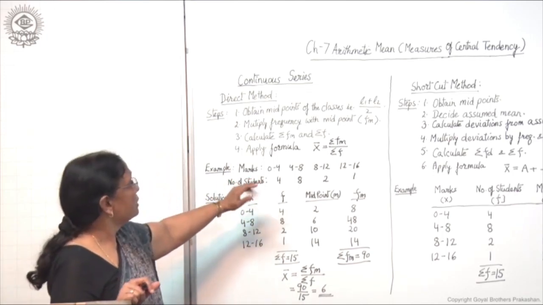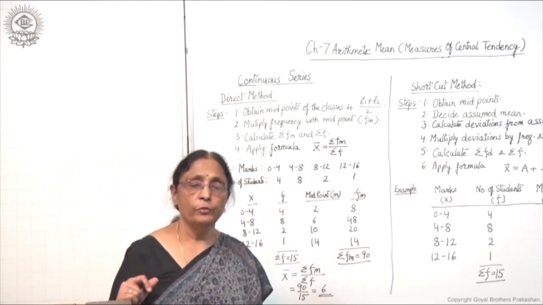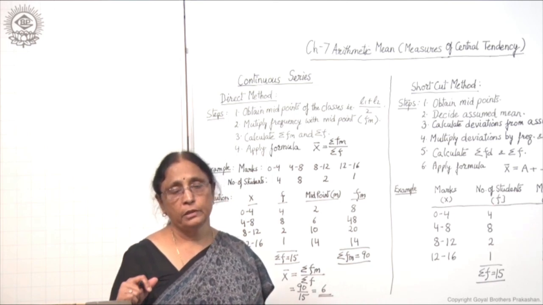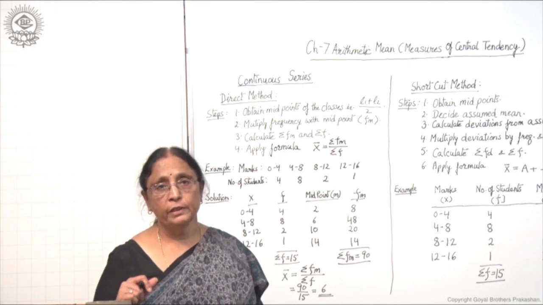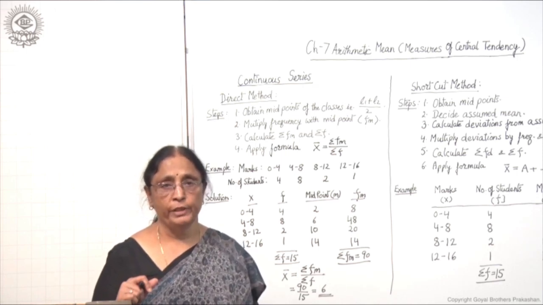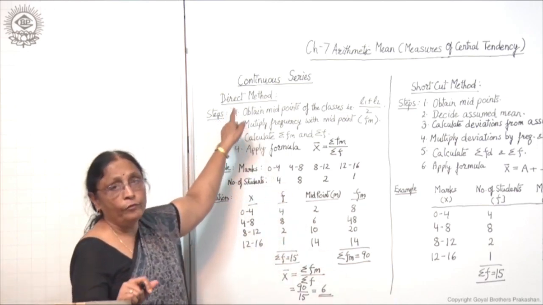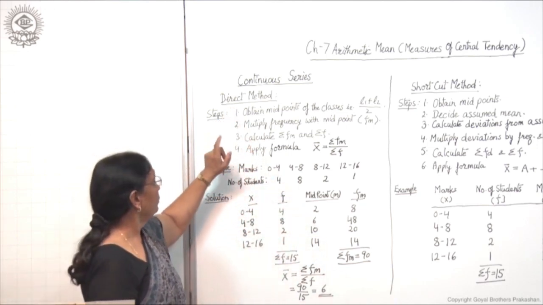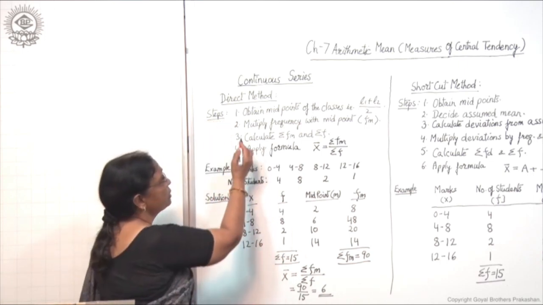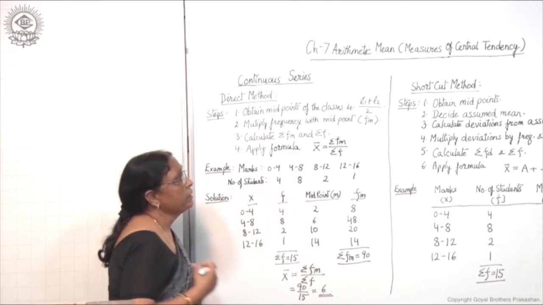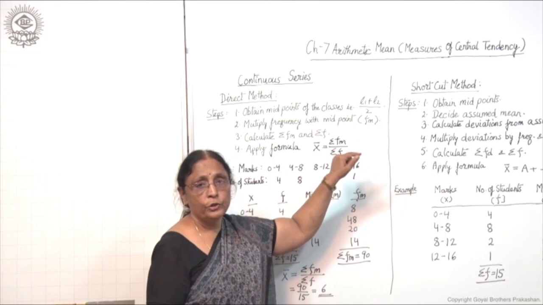Now we will take an example here, and this calculation of continuous series we will also do by three methods. What are these? Direct method, shortcut method, and step deviation method. So first we will proceed with the direct method of calculating arithmetic mean. Now let us see what the steps are. First is to obtain the midpoints of the classes, that is L1 plus L2 upon 2.